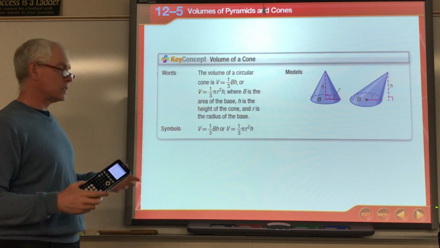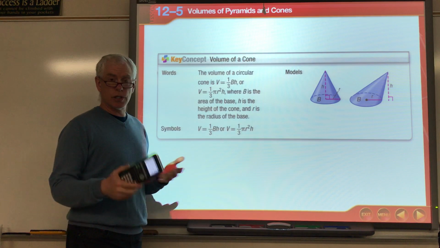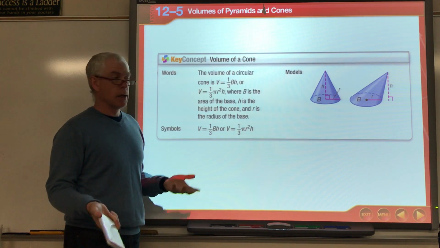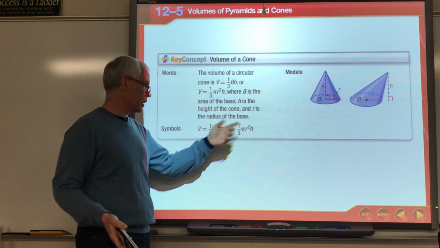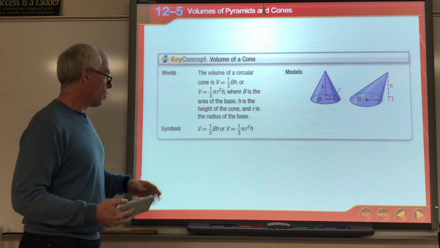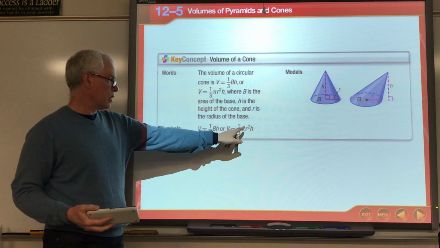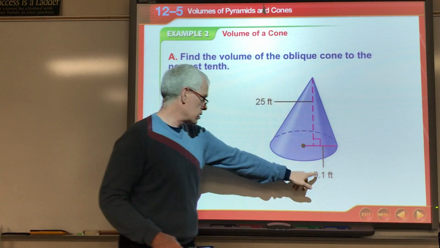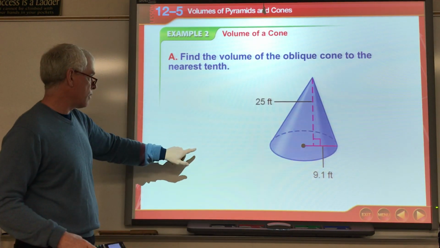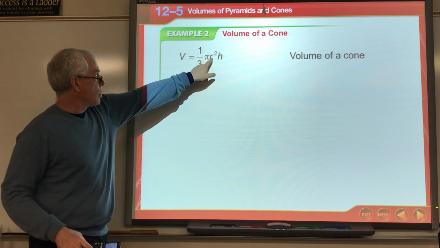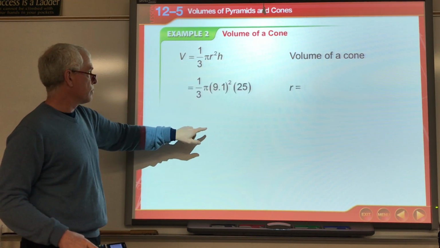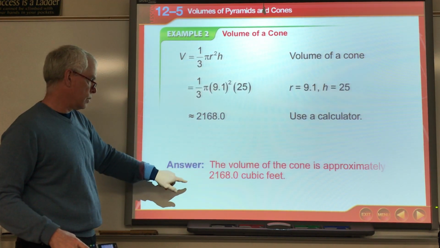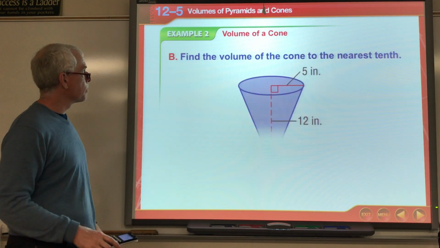Right, so cone, same thing, 1/3 area of the base times the height. It's just that the base is always going to be a circle. So instead of capital B, we can just put pi r squared. So 1/3 pi r squared h. So the only thing you need to know is the radius and the height. So in this case, our radius is 9.1, our height is 25. Replace r with 9.1, height with 25. Put it in the calculator, see what you get, cubic feet, okay?